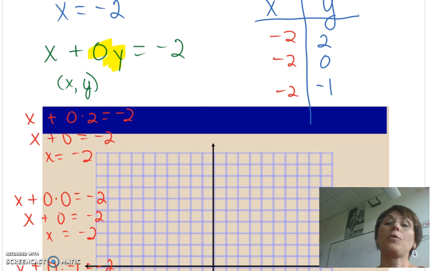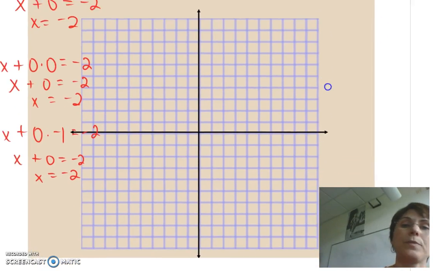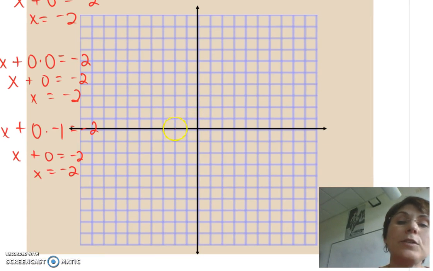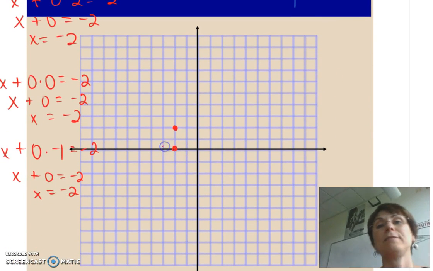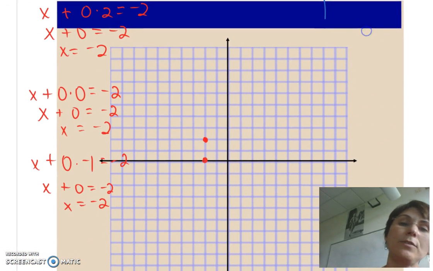So the first ordered pair I have is negative 2, 2. So we're going to go over sideways to negative 2 and up 2, 1, 2. Then we have negative 2, 0, which look, what is that? The x-intercept, right? And then we have negative 2, negative 1.